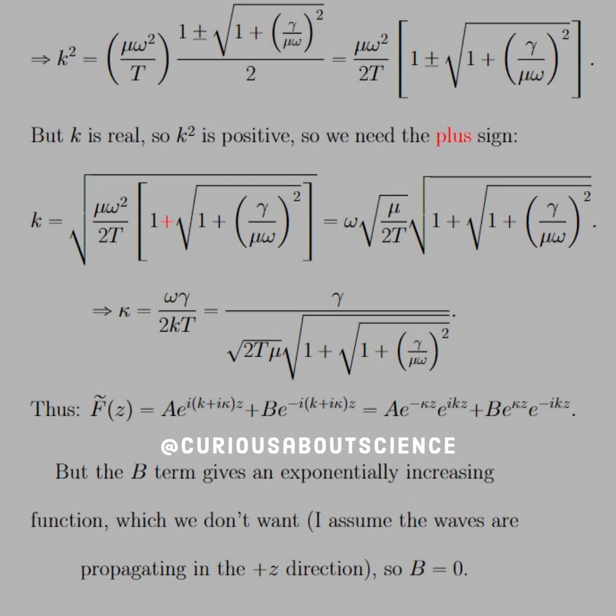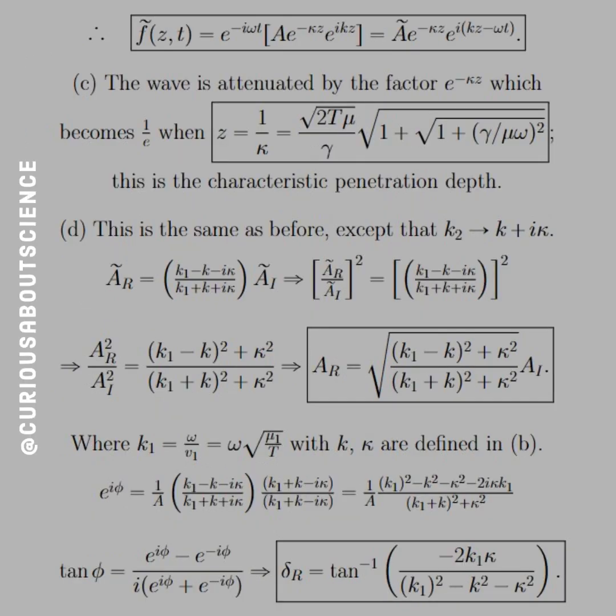But the b term gives an exponentially increasing function, which we don't want. I assume the waves are propagating in the positive z direction, so we say that b is equal to 0. Therefore, the solution here is f tilde of z and t is equal to a tilde e to the negative kappa z e to the i k z minus omega t. Whew. Okay, so even through all that, what we see here is that this is a general form solution, and the only things that really change are the kappa and the k's for whatever situation we have. And so let's continue on.